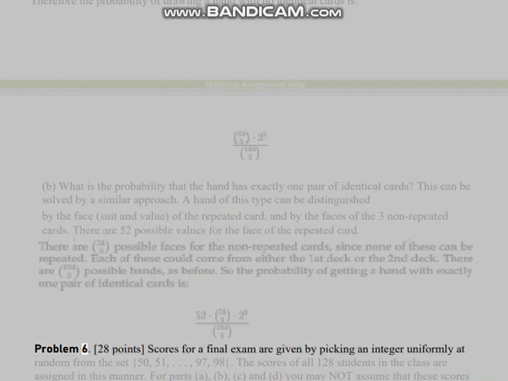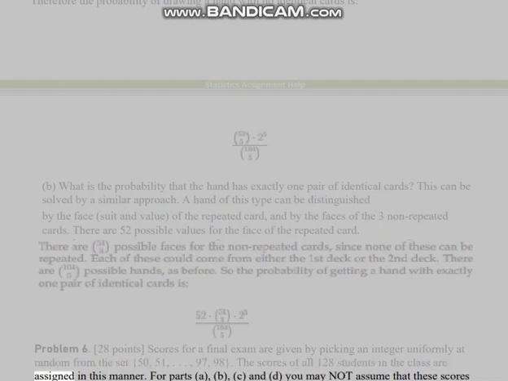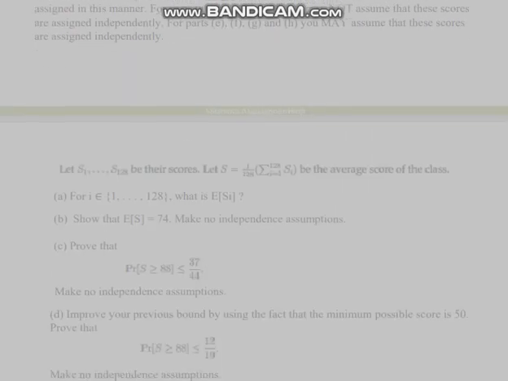Problem 6. Scores for a final exam are given by picking an integer uniformly at random from the set 50, 51, ..., 97, 98. The scores of all 128 students in the class are assigned in this manner. For parts A, B, C, and D, you may not assume that these scores are assigned independently. For parts E, F, G, and H, you may assume that these scores are assigned independently.